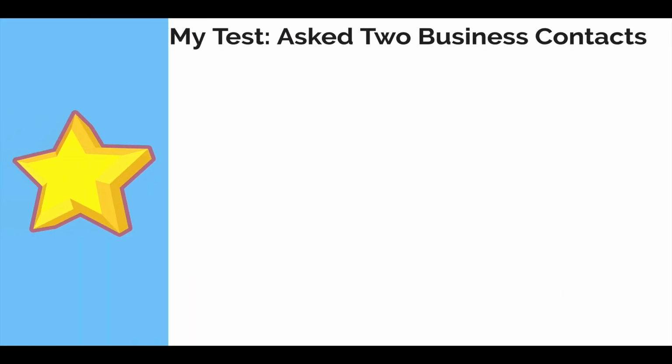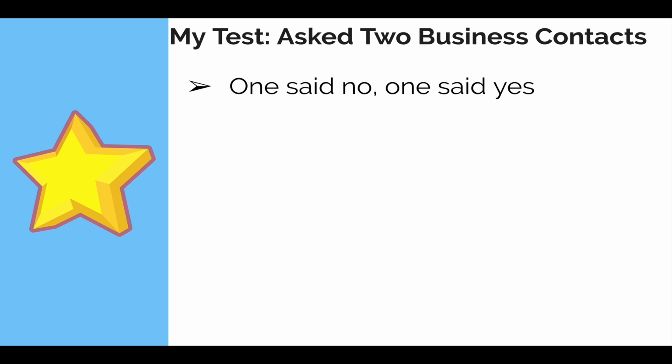And the test I ran was I asked 2 people, not a big test, but it was an interesting test and it gave some results. So one said no, one said yes. When I got a no, I asked, is there anything that you think would make it possible to make this a yes?